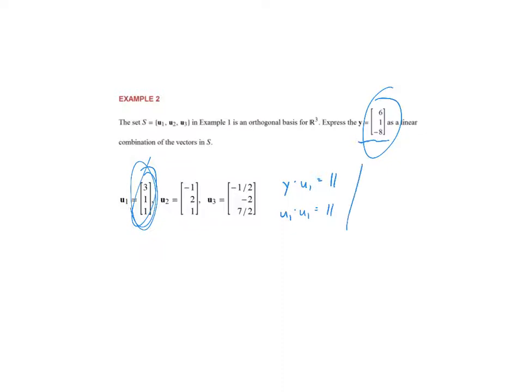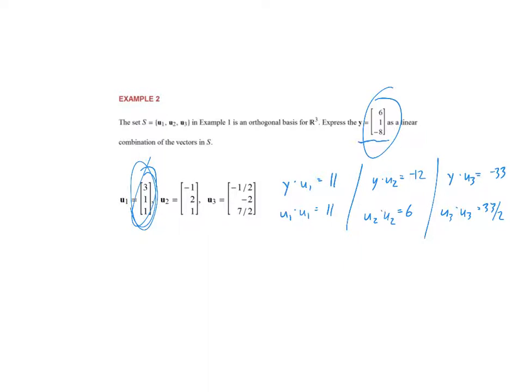The next one is y dot u2 over u2 dot u2, negative 12 over 6. Y dot u3 over u3 dot u3, and that is negative 33 over 33 halves. So that one is a little bit ugly right there. All right, so that's the work on the dot product.